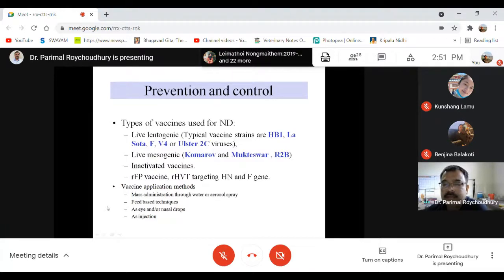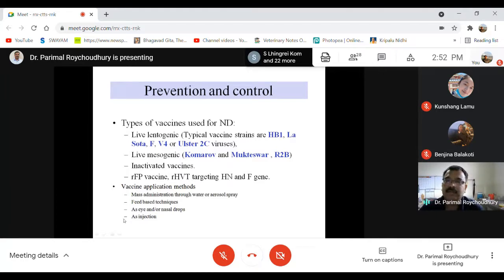In the first week of life, for day-old chicks or within 7 days, it's difficult to handle the bird. That's why the vaccination is given as aerosol spray. In some forms, they go for instillation, 1 drop in the eye and 1 drop in the nasal passages, to stimulate the bird. And mesogenics are usually given as injections. We can give it in the wing.